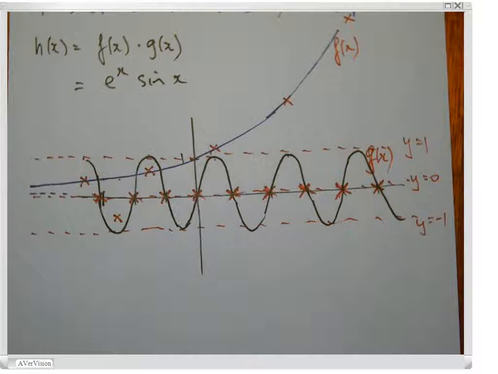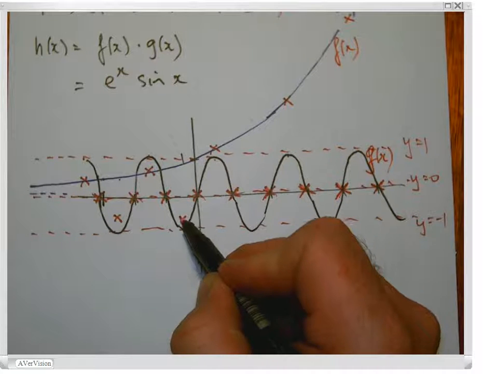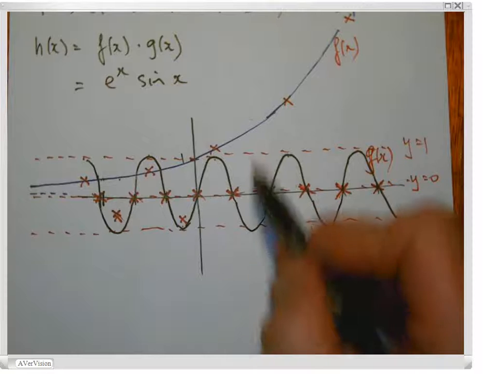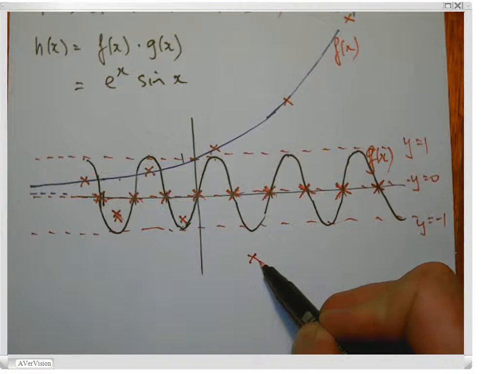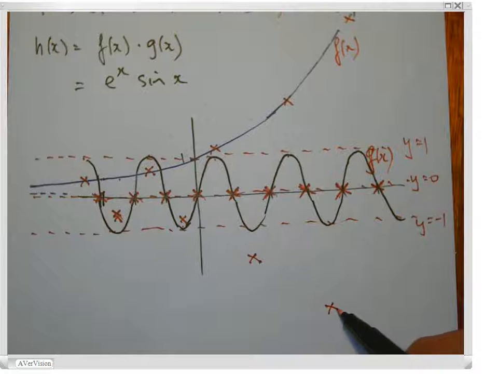Negative 1 times this will give me a value there. That maybe should be there. Negative 1 times that will give me a value about there. Negative 1 times that will give me a value down there. Negative 1 times that will give me a value probably off my page.